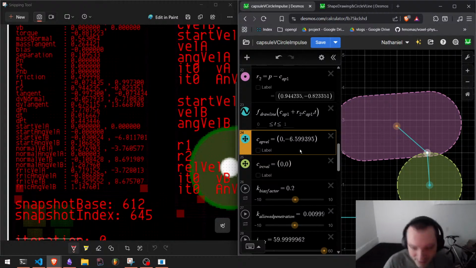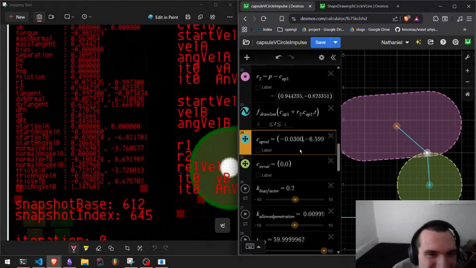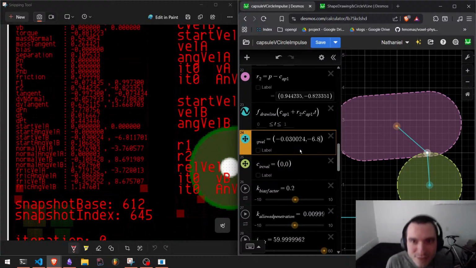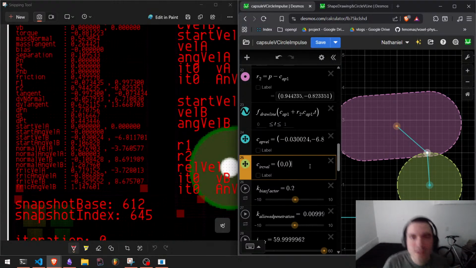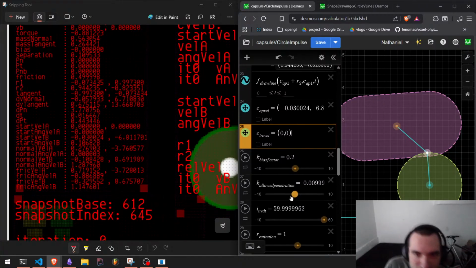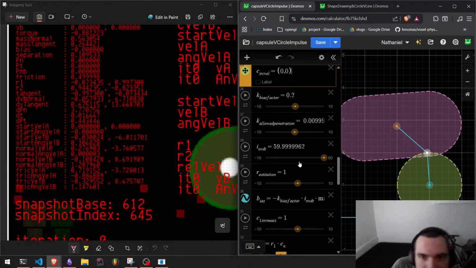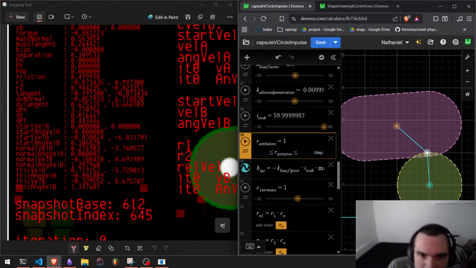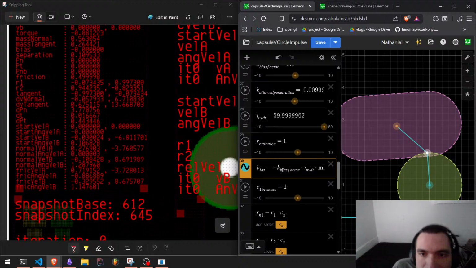It's negative 0.030024. And the Y component is negative 6.811701. Circle velocity is 0, the bias factor is 2, the allowed penetration is 1. Restitution, I'm just going to make them perfectly bouncy. The bias factor.